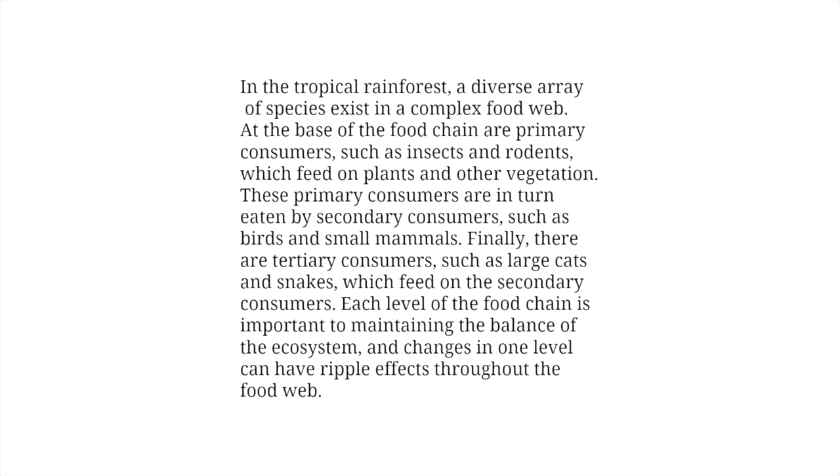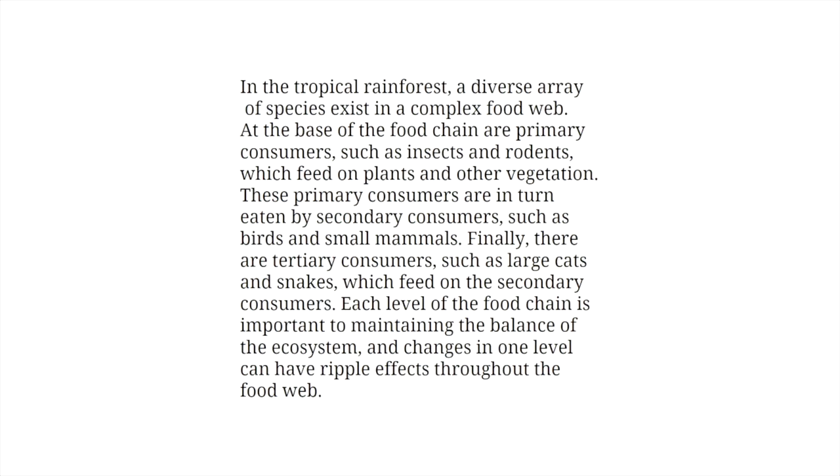Read the passage and answer the questions below. In the tropical rainforest, a diverse array of species exist in a complex food web. At the base of the food chain are primary consumers, such as insects and rodents, which feed on plants and other vegetation. These primary consumers are in turn eaten by secondary consumers, such as birds and small mammals. Finally, there are tertiary consumers, such as large cats and snakes, which feed on the secondary consumers.